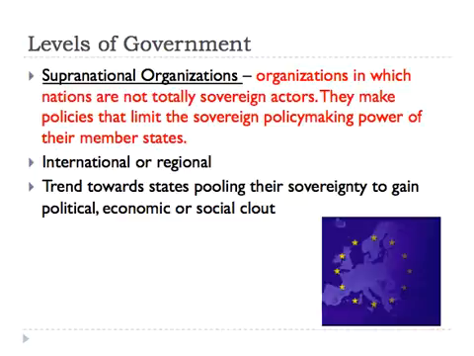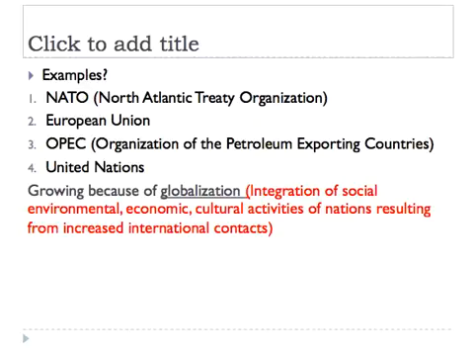They make policies that limit some policy-making power of their member states. There are international organizations. There are regional organizations like the EU, a trend towards states pooling their sovereignty to gain political, economic, and social clout to help each other out. So here are some examples: you have NATO, EU, OPEC, United Nations. Because of globalization, these things have grown.